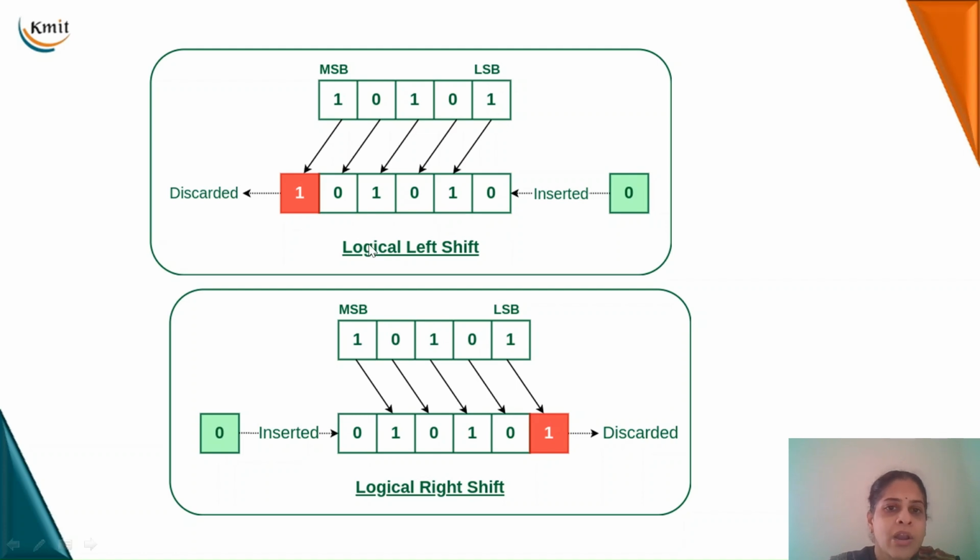So when I am performing a logical left shift operation, the entire contents of the register are shifted from this end towards the left. The bit at the zeroth position will be moved to the first position. So after shifting, this 1 will come here, 0 will come here, 1 will come here, 0 will come here, and the most significant bit will be discarded or rejected.